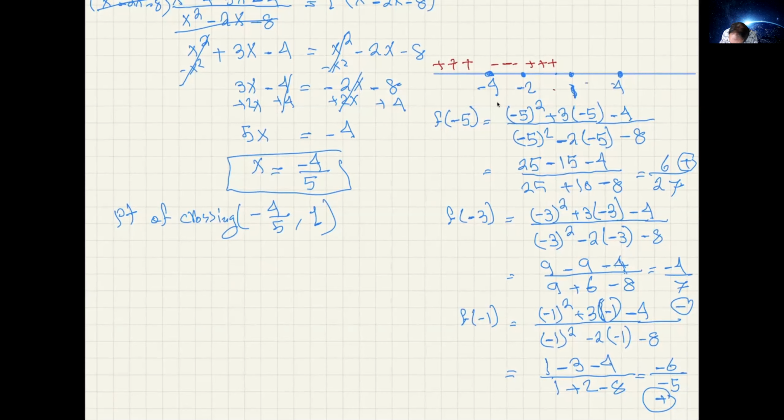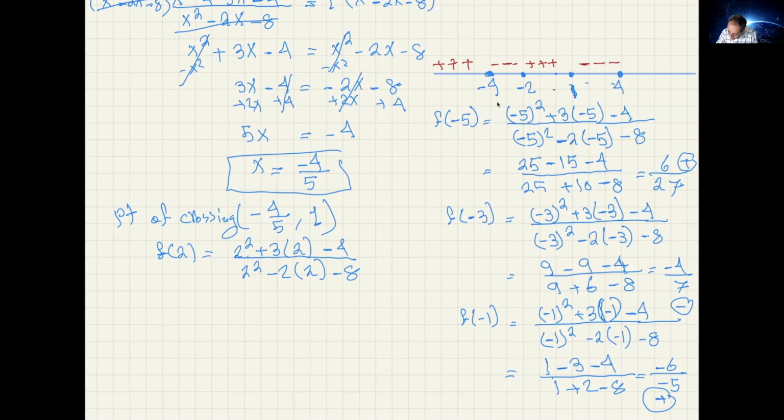So f of 2 is 2 squared plus 3 times 2 minus 4, over 2 squared minus 2 times 2 minus 8. And if you compute that, I get -1, a negative.